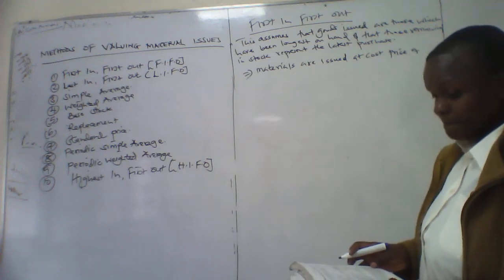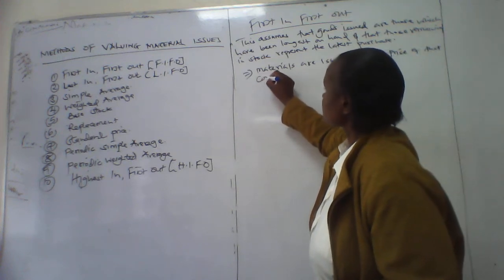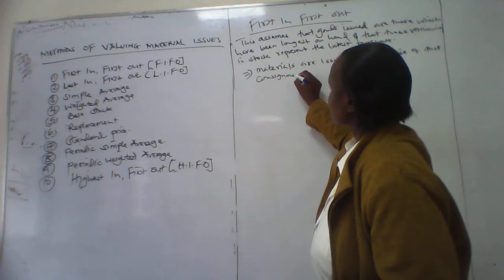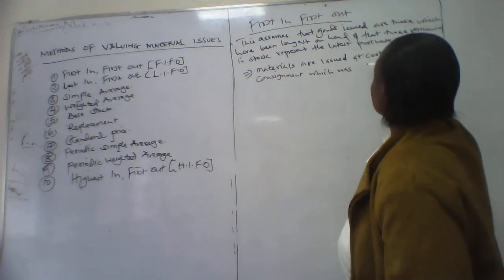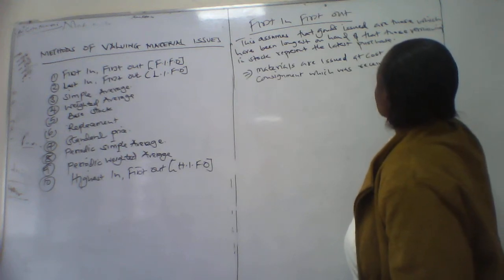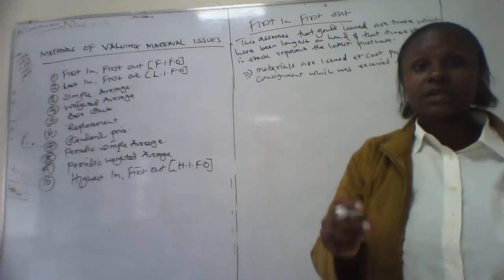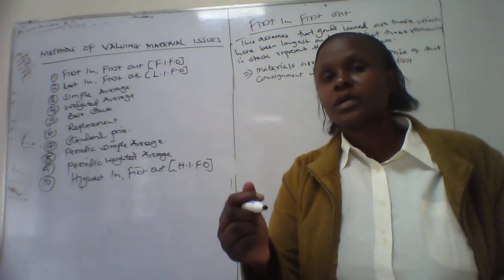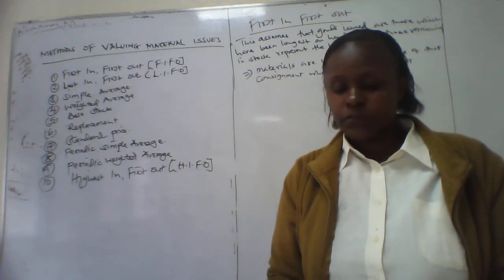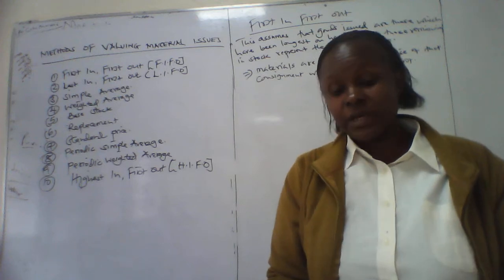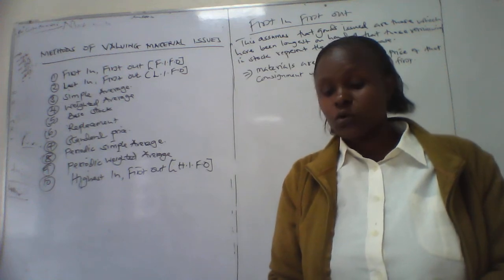Issued at the cost price of that consignment which was received first. The price with which you received the first consignment is the one you are going to start issuing the materials from the store with. When this consignment is finished, then the cost price of the next consignment is charged to value the material issues.